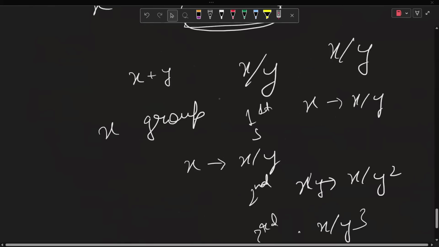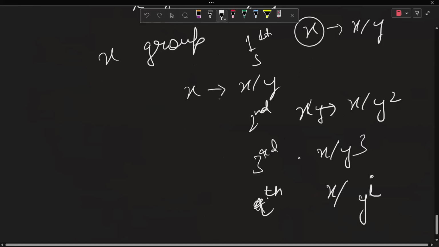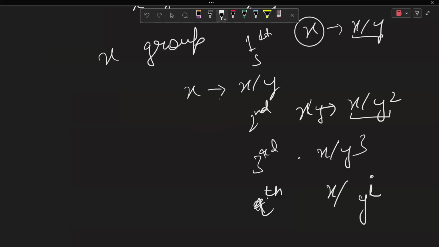Till here, what I explained: if you are at group X, after the first step you would move to X by Y. After the second step, X by Y square. After the third step, X by Y cube. So after the ith step, you would move to X by Y to the power i. Is this clear?